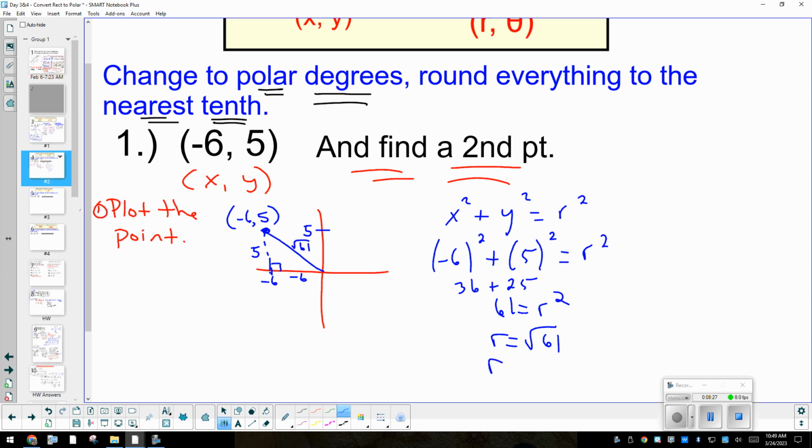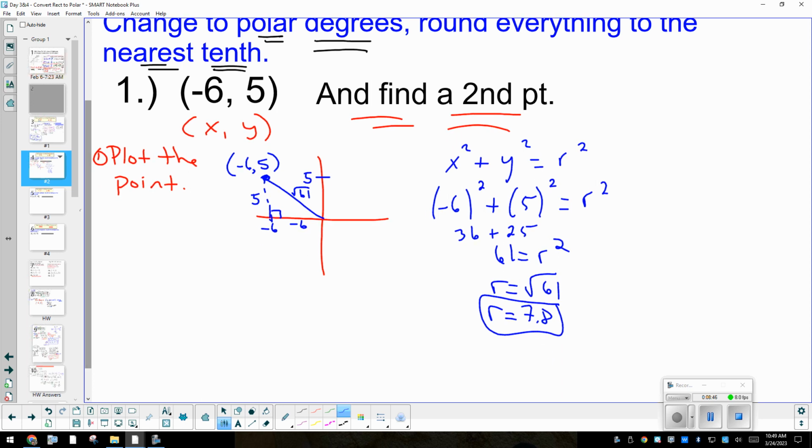So 61 equals r squared. But now we want to round this, though, to the nearest 10. So what is that going to give you guys? 7.8. So then I'm going to box it in. We'll write it as a point at the end, right? So you got your r. And now you just have to figure out your theta, right?